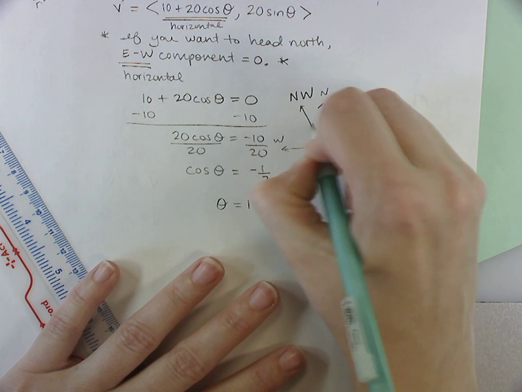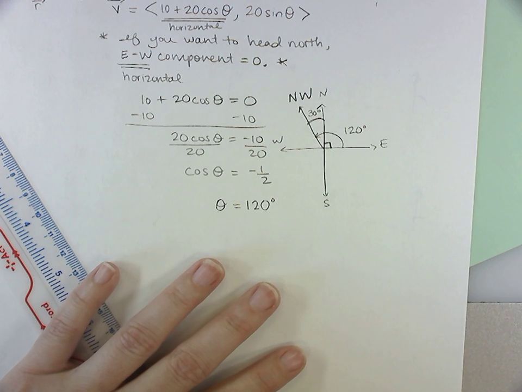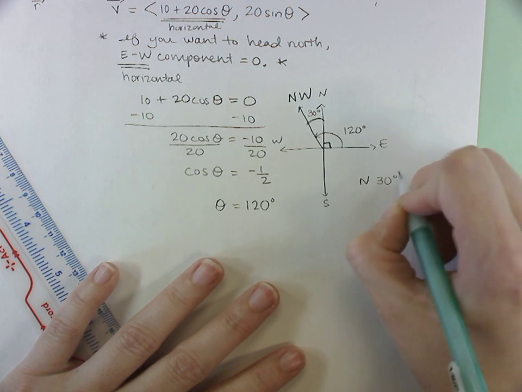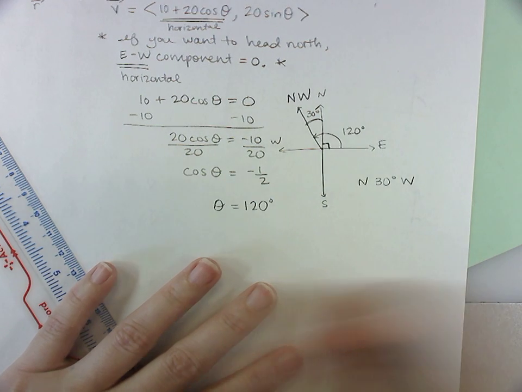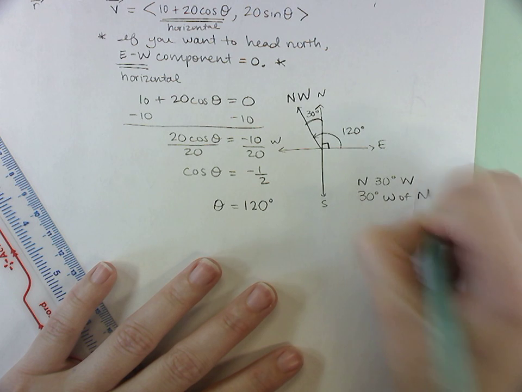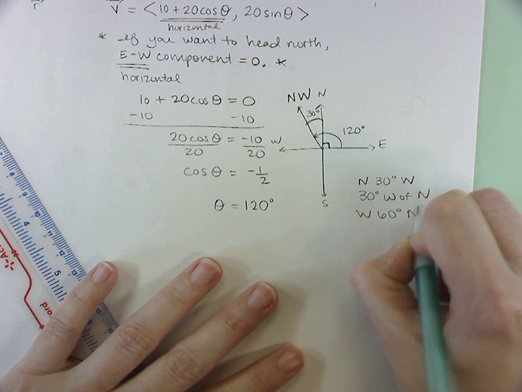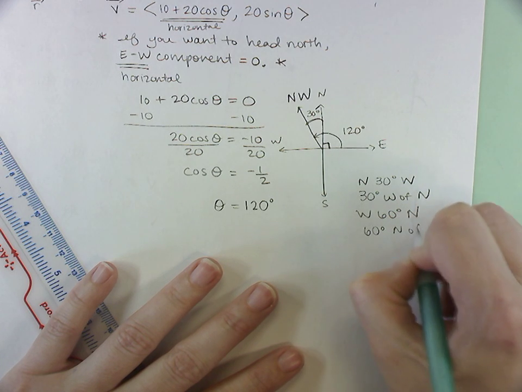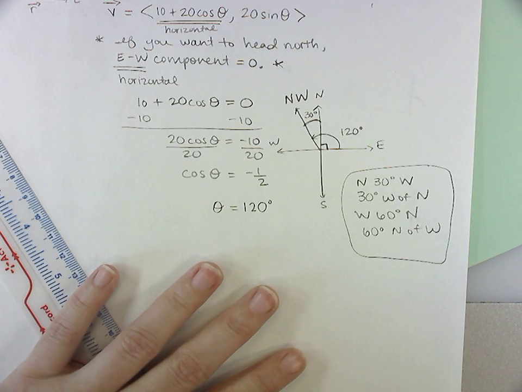Exactly. So then this is going to be 30 degrees, and now I can either write my answer as 60 degrees north of west, or 30 degrees west of north. Yep. So you can do north 30 degrees west, 30 degrees west of north. West 60 degrees north is fine, and then I think you said this one, north of west, 60 degrees north of west. So any one of those answers would be acceptable.